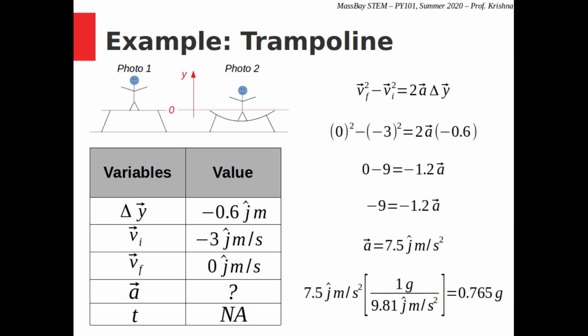The other part of the question asks for his acceleration in terms of g. This is just asking us to say how large his acceleration is relative to acceleration due to gravity, which is 9.81 meters per second squared. We divide, and we find his acceleration is 0.765 g.